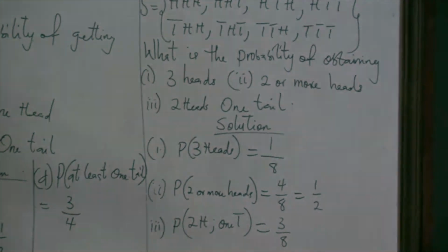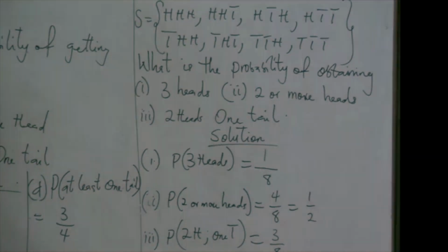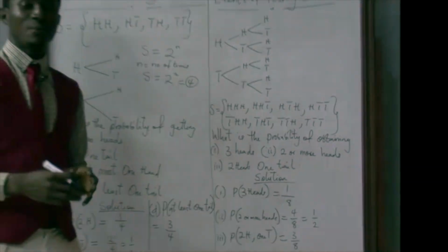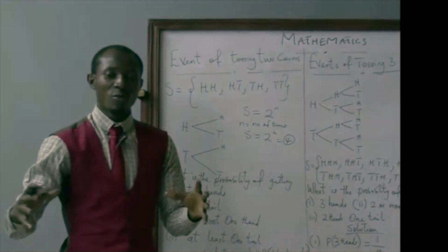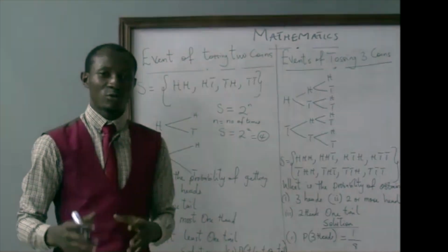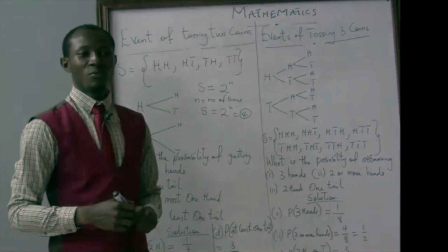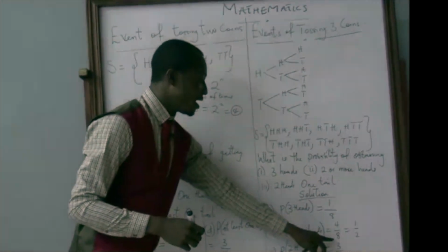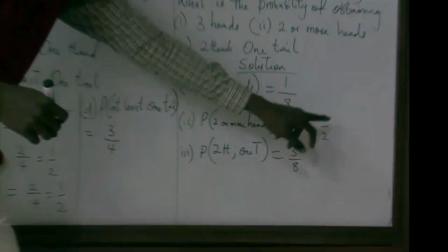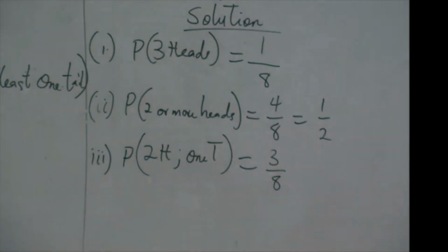Don't forget the definition I gave in the last class: the probability of an event happening is the number of favorable outcomes divided by the total possible outcomes. It's going to work in every situation that we are working with. So 4 over 8, 4 in 4 is 1, 4 in 8 is 2. And that is my final answer, 1 over 2.